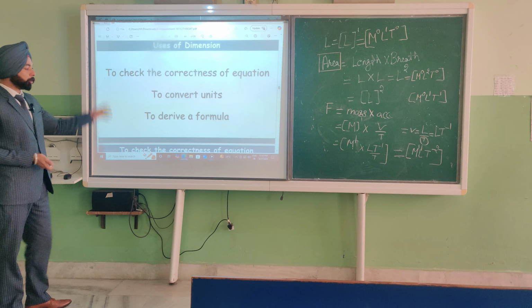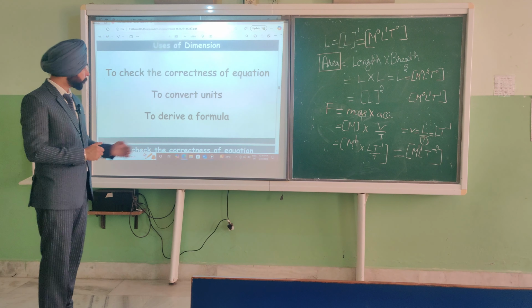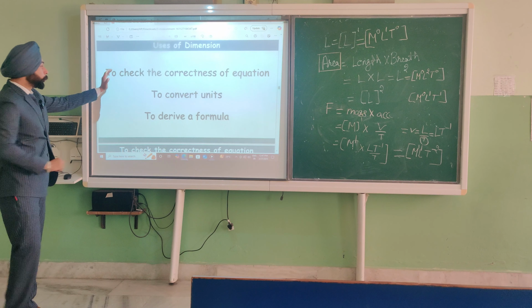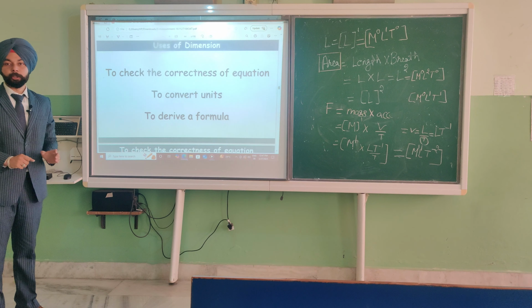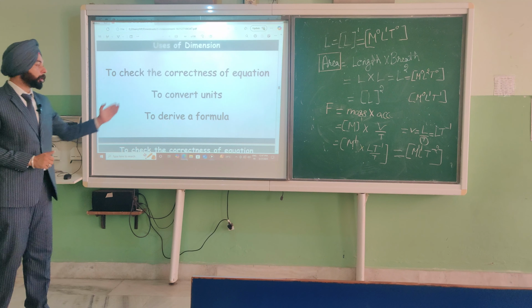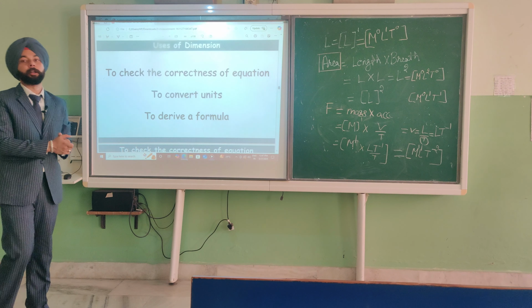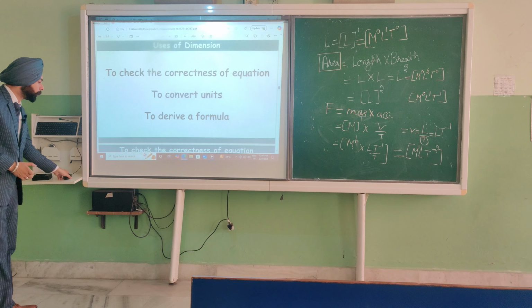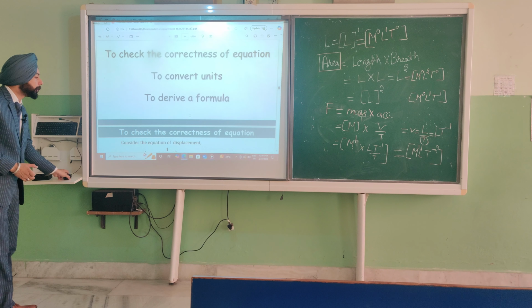Now the uses of a dimensional formula. First, to check the correctness of an equation. Second, to convert units. Third, to derive a formula. These are the uses of the dimensional formula.